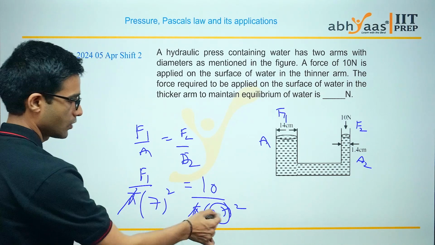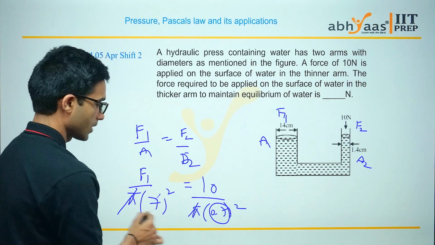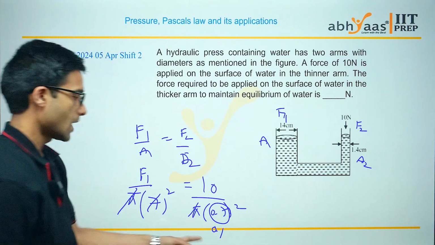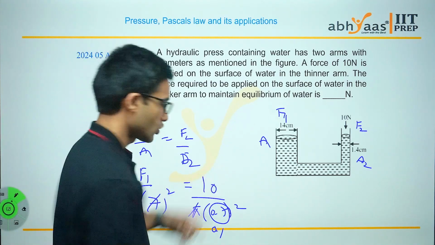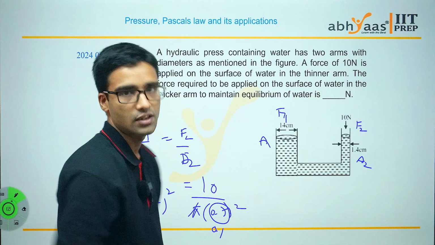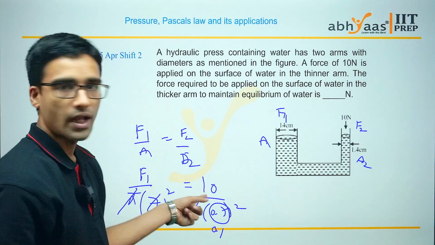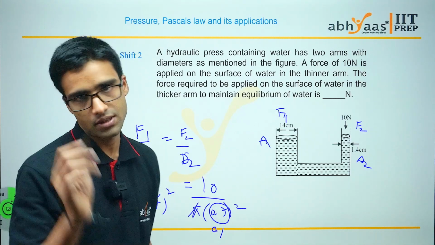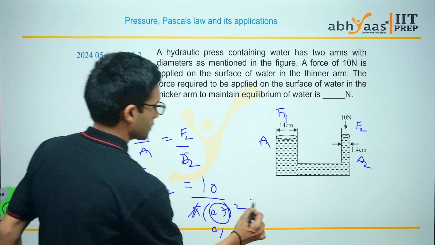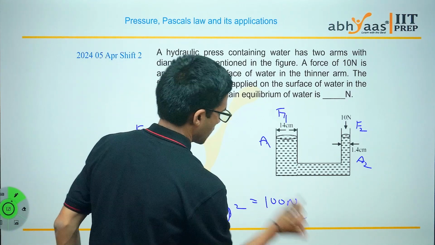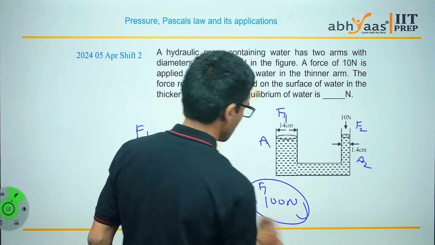If you multiply, if you cut this one, so then what happened? 0.1, so that is 10 power minus 1. If it goes to the top, 10 power minus 1 square is 10 power minus 2. 10 power minus 2, if it goes to the top, 10 square. 10 square into 100, how much? 1000 newtons. That means F1 is 1000. F1 is equal to 1000.